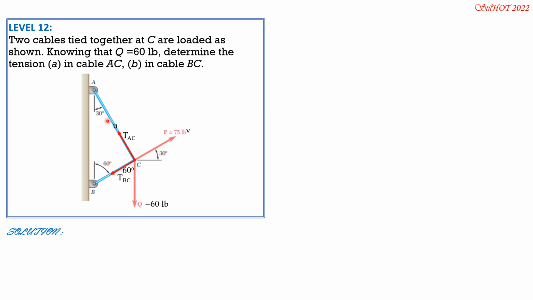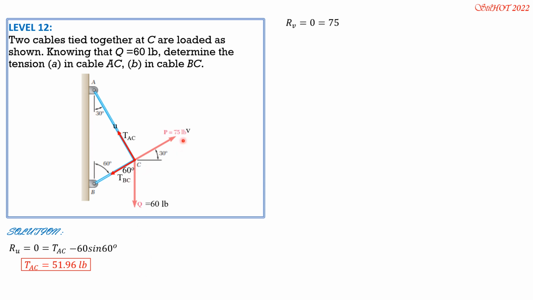So RU is 0, then it is equal to tension AC, then minus the component of the 60-pound force, which is opposite, so minus 60 sine 60. These two forces are not involved because they are perpendicular to axis U. So tension AC is 60 sine 60 degrees, and it is equal to 51.96 pounds.